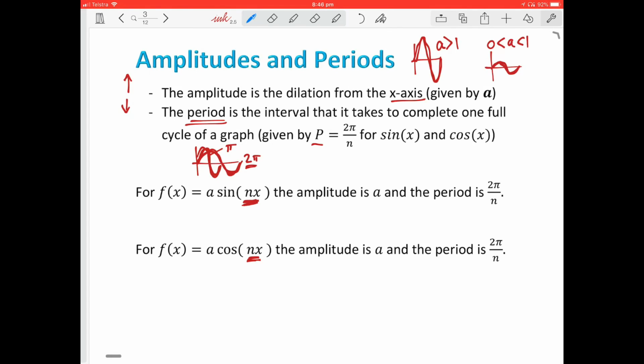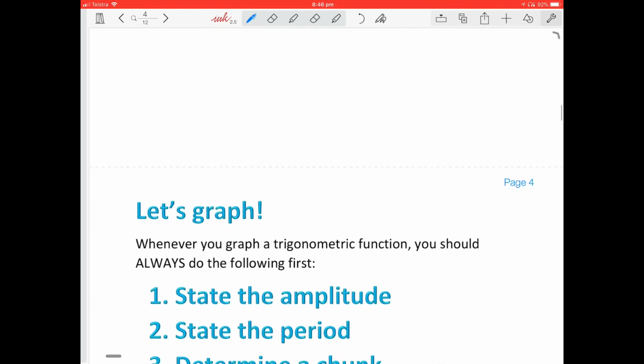Okay, so for f of x is a sine nx, the amplitude is a, so that's how far up and down we go, whatever the value of a is, and the period is 2 pi on n. For a cos nx, the amplitude is a, and the period is 2 pi on n, so that's how long it takes to draw one graph.